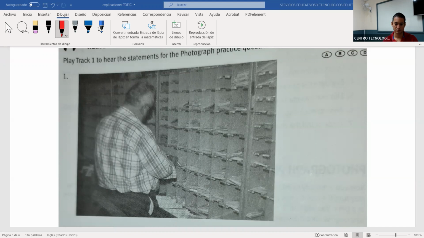Let us begin with question number 1. Number 1. Look at the picture marked number 1 in your book.